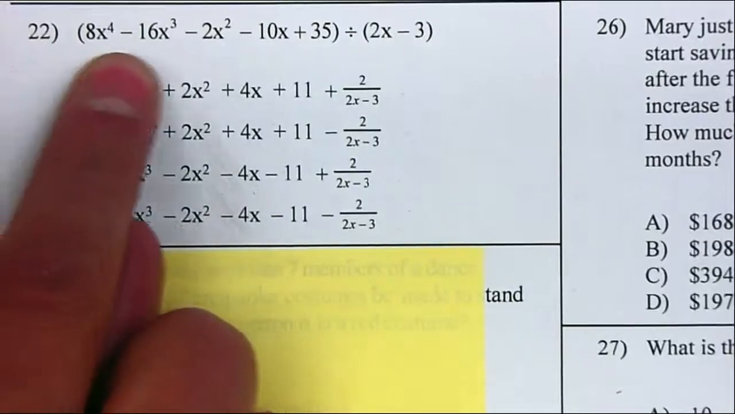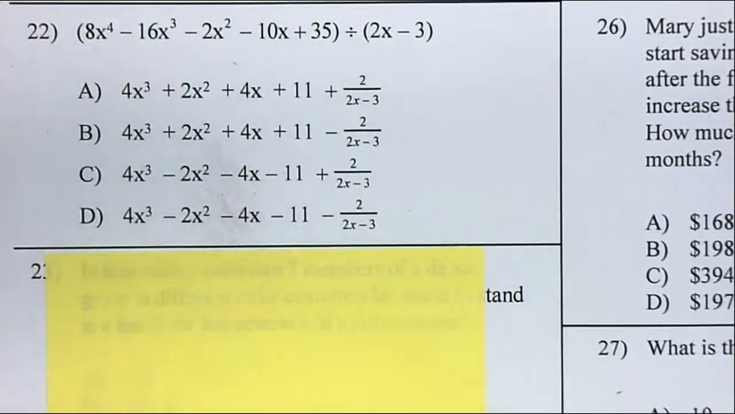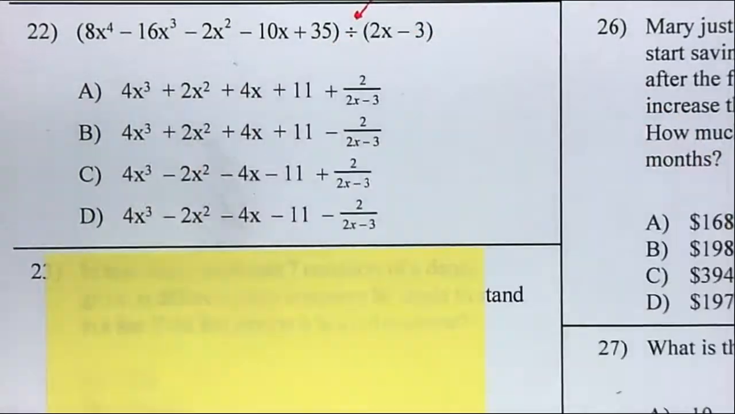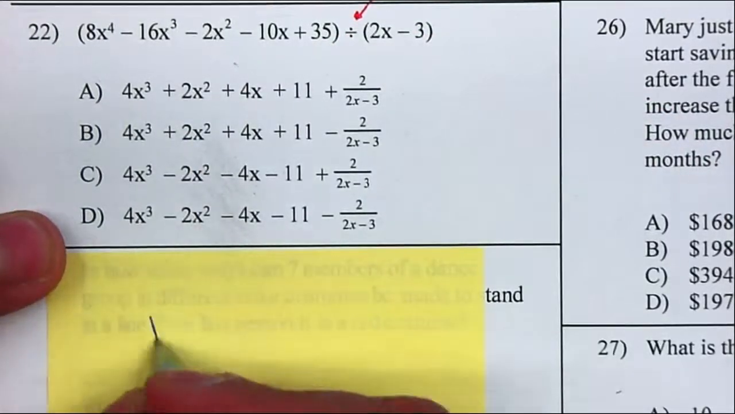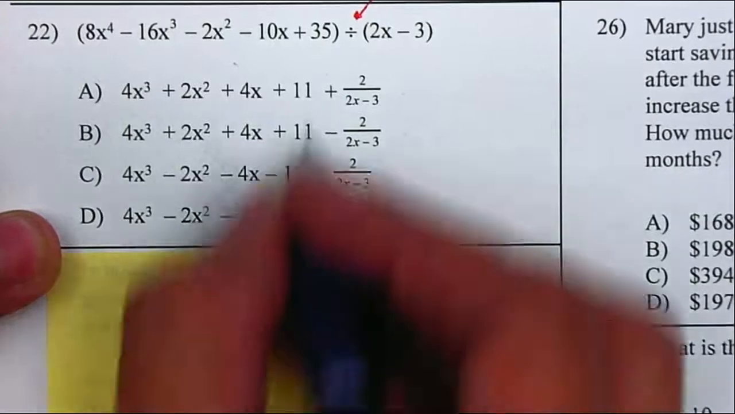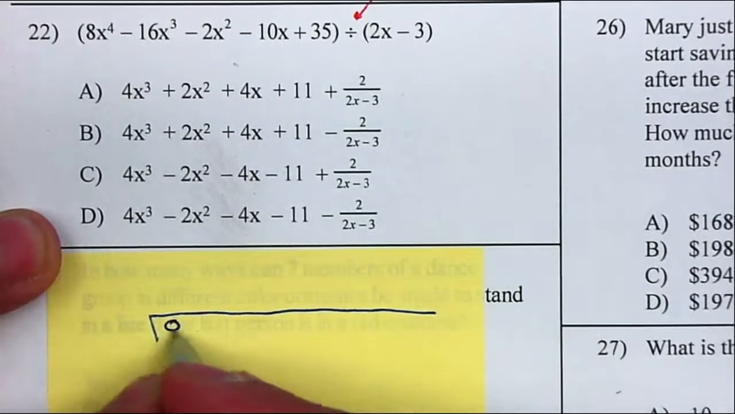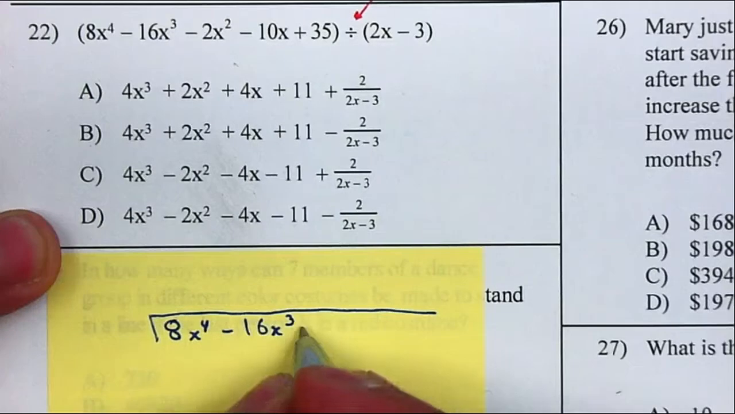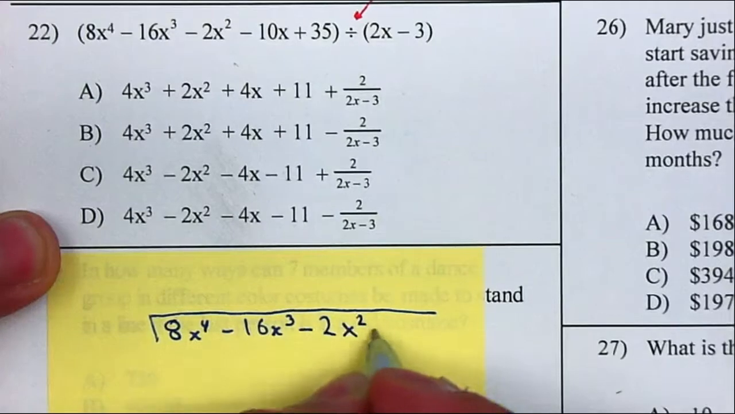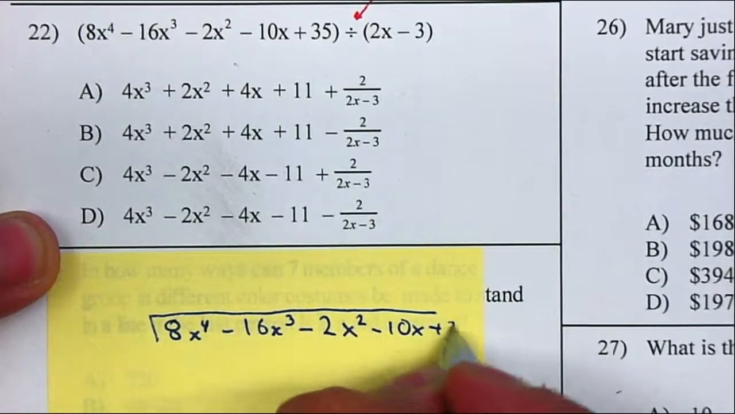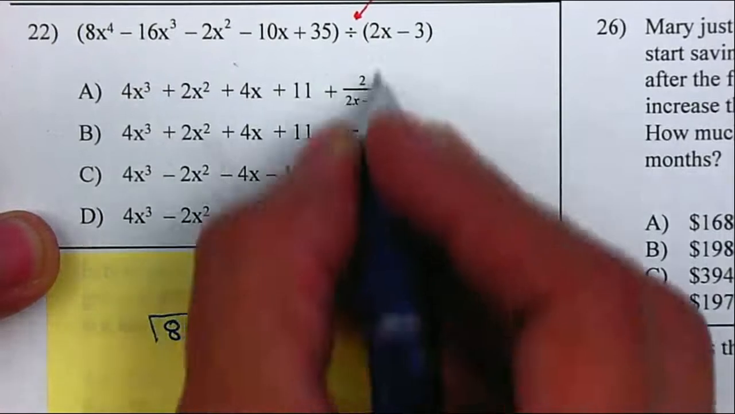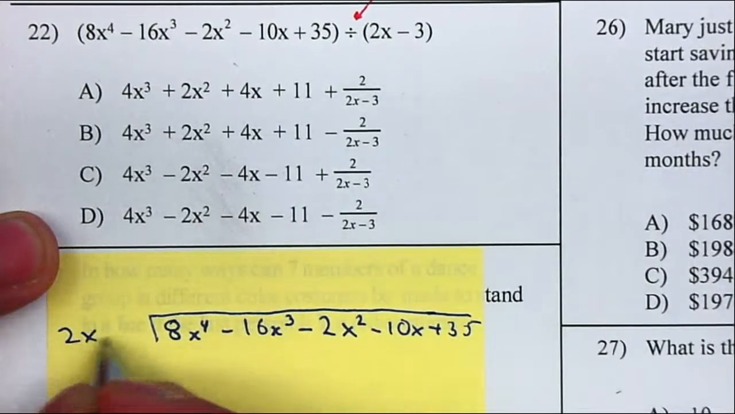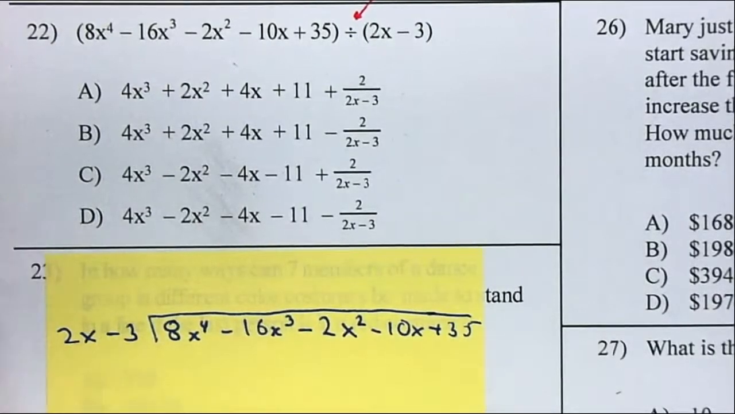In this problem, we're asked to divide a polynomial by a binomial, so we need to be able to do long division. Inside the division will be 8x to the fourth minus 16x to the third minus 2x squared minus 10x plus 35. On the outside, we have 2x minus 3. And then we just need to go through the process to divide.